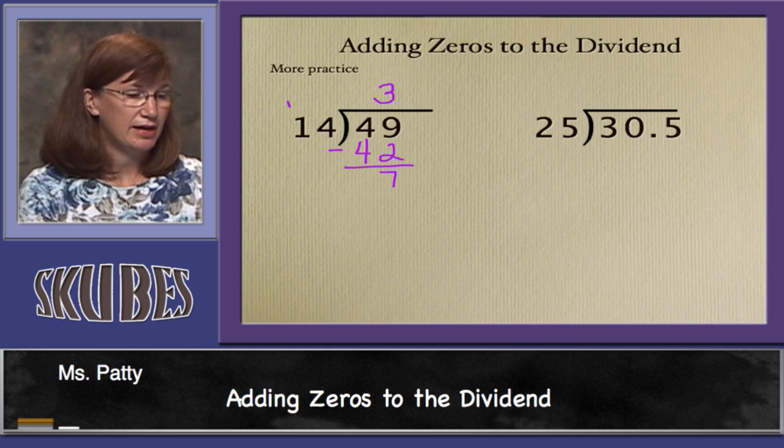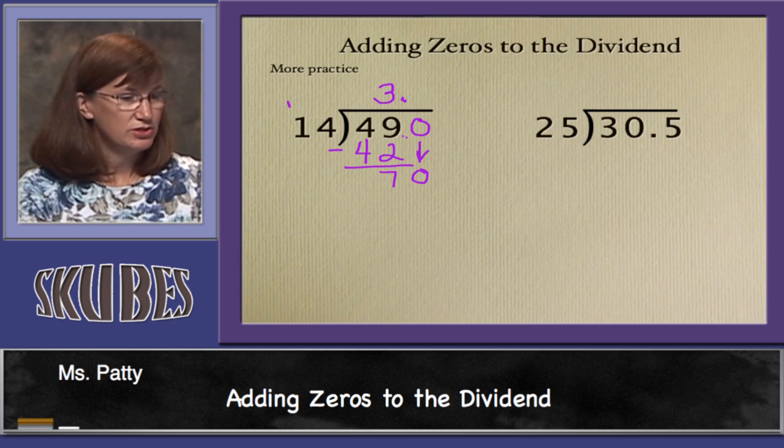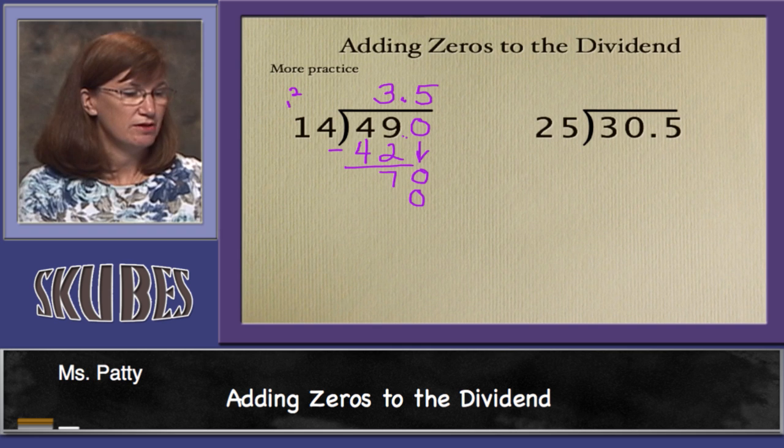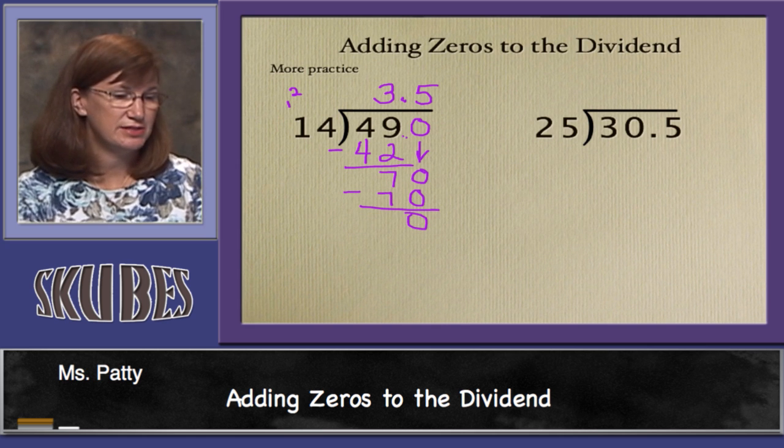Now again, we're going to add a decimal to both our dividend and our quotient, and we're going to add a 0 in our dividend. We're going to bring that down, and now we have 70. 70 divided by 14. Let's try a 5 there. 5 times 4 is 20. It gives me a 2 to carry. 5 times 1 is 5, plus 2 is 7. We subtract and we get 0. So our answer is 3 5/10.